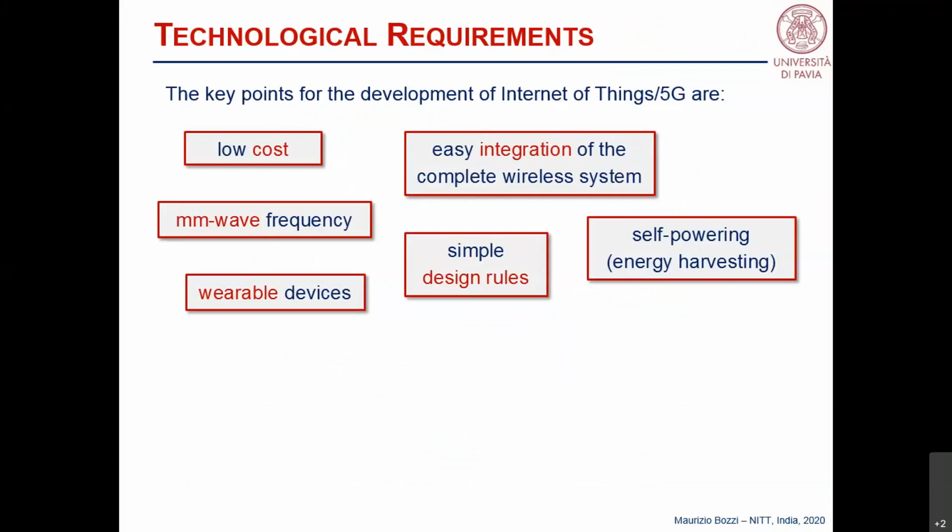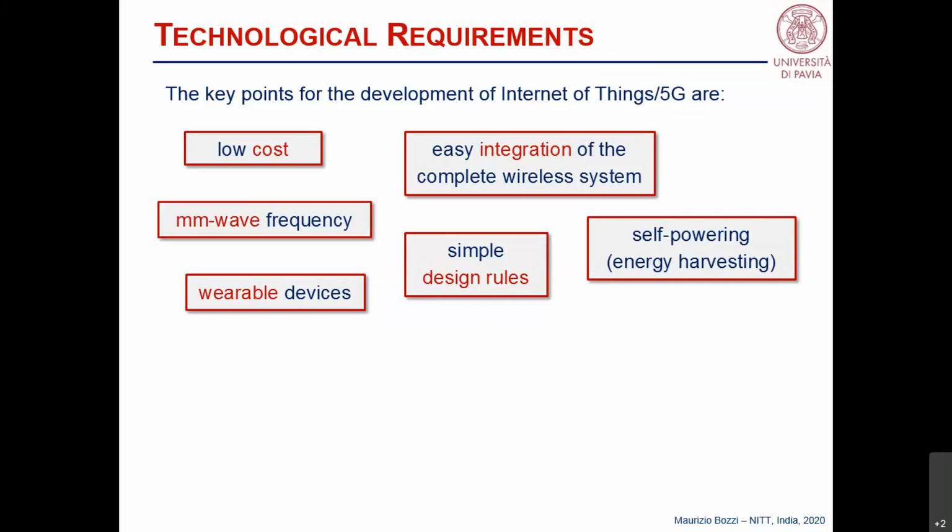operation at millimeter waves, easy integration of complete systems. This is a key point. Integration is one of the most critical aspects for the future microwave and millimeter wave devices. We need to develop systems and not components. This is a change in our way of thinking. We need to think at the very beginning and at the complete integration of the system, not anymore at the separate components that can be integrated at the end, but complete wireless systems. So integration is very important.